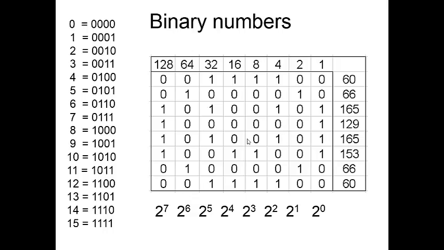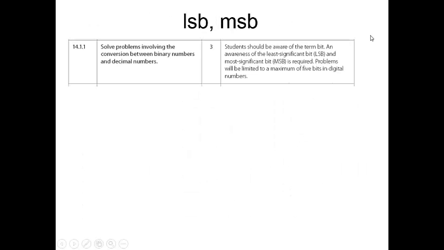You're going to spend a lot of time practicing this. It's not too complicated. With a little bit of practice, this makes perfect. Now, binary numbers are very, very useful. The IB says we need to be able to solve conversion numbers between binary numbers and decimal numbers. That's one thing you need to do. You should also be aware of these two terms, the least significant bit and the most significant bit. And problems will also be limited to a maximum of 5 bits in a digital number.